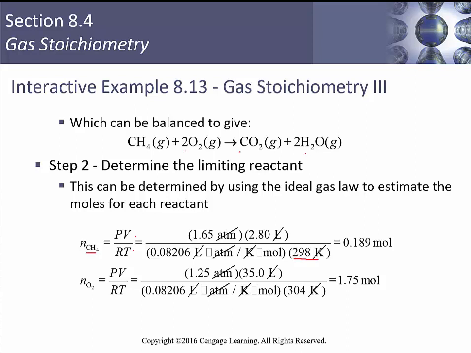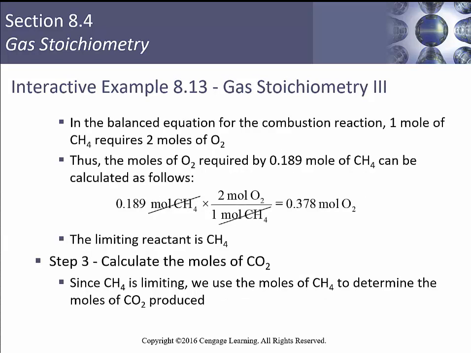We find the number of moles of oxygen in the same way. We take the pressure and volume of the oxygen divided by R and the temperature of the oxygen. So 1.25 atmospheres times 35 liters divided by 0.0821 liter atmospheres per mole Kelvin divided by 304 Kelvin, and we get 1.75 moles, right? The stoichiometry is not a simple one-to-one, so we've got to figure out which one is going to give us the least amount of product and therefore is the limiting reactant.